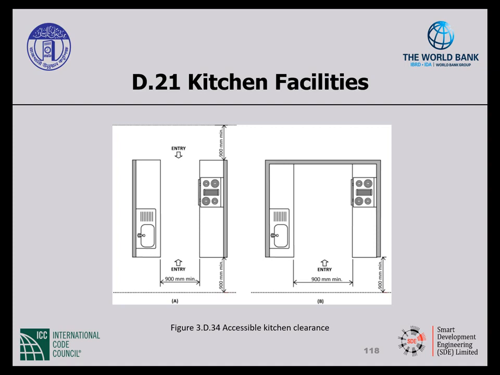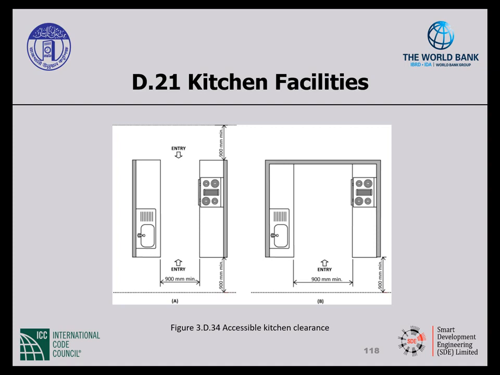When you have a front approach, the clear floor of 900 by 1200 millimeters needs to be provided. And remember, knee space underneath the counter will go back for a depth of 480 millimeters and should be a minimum 700 millimeters high.